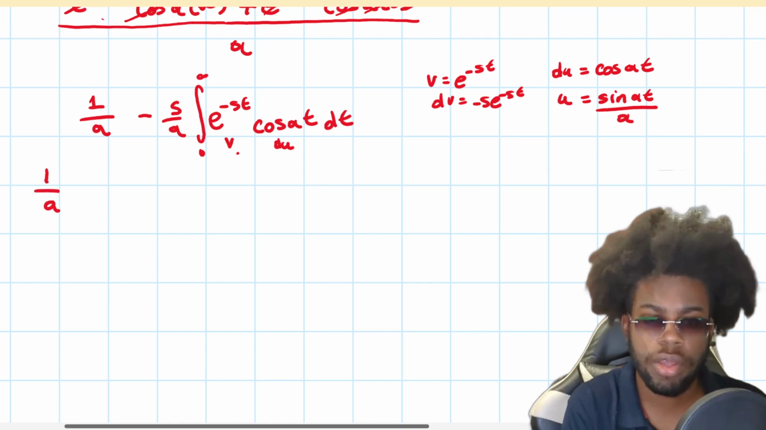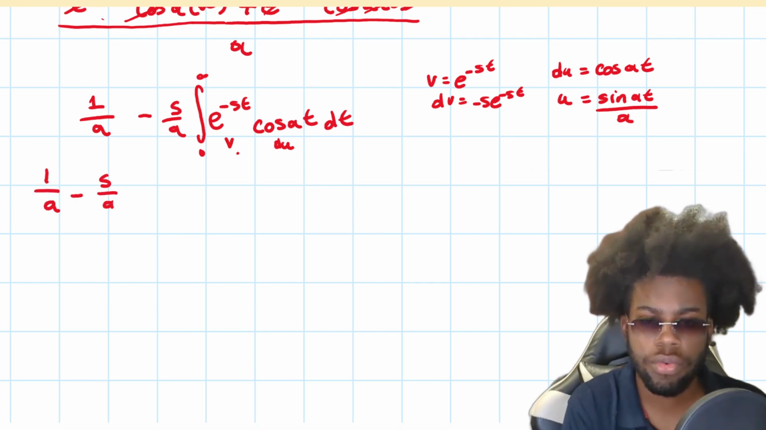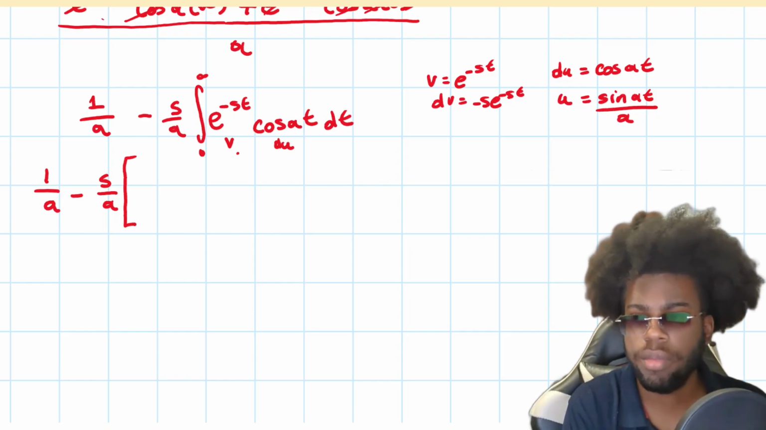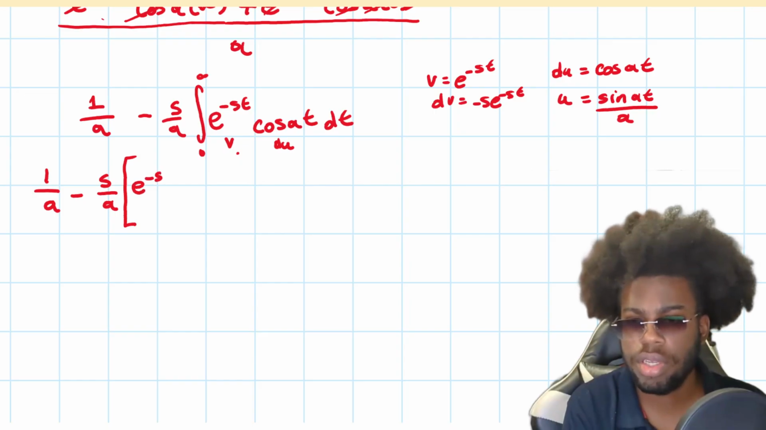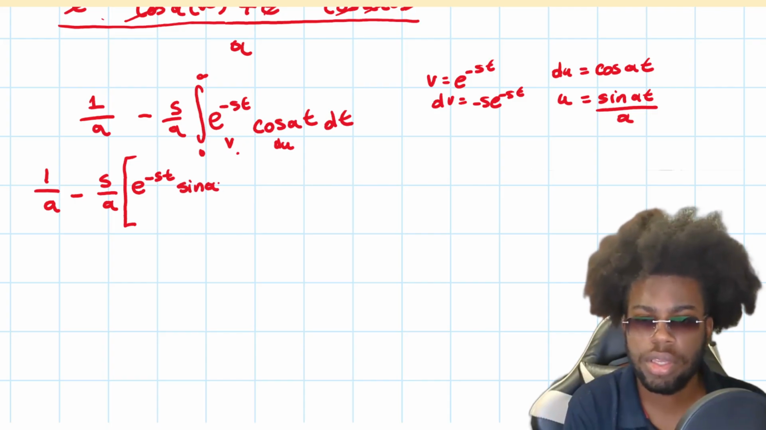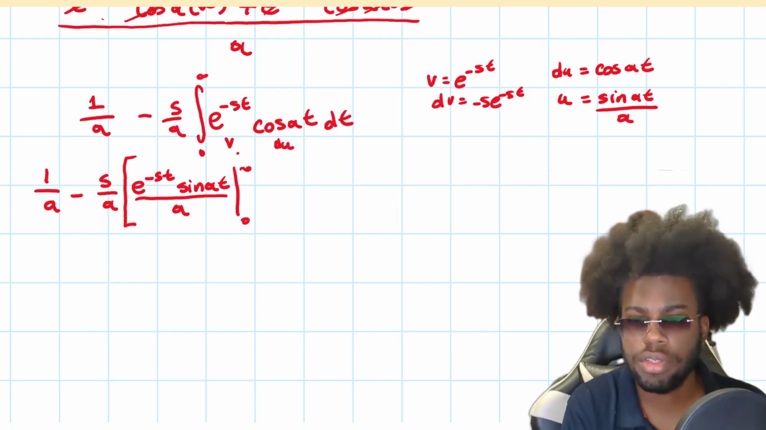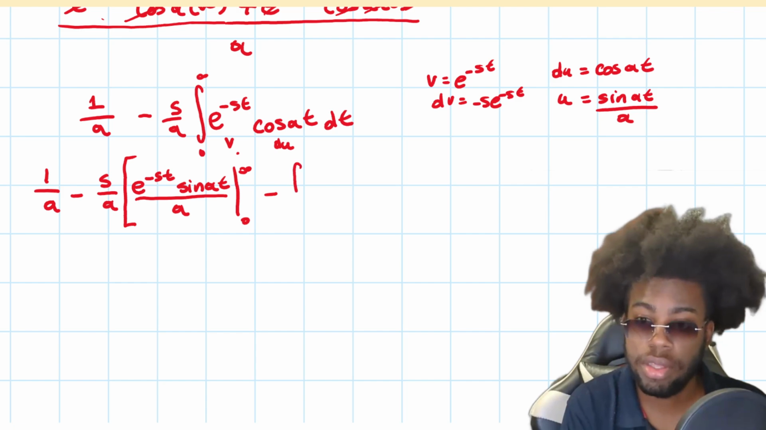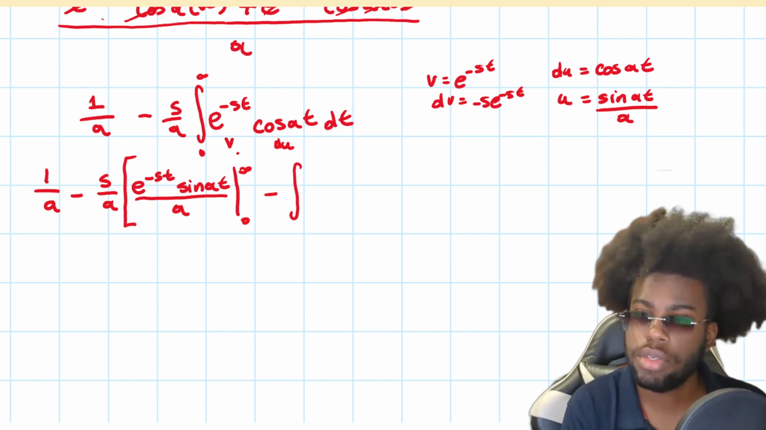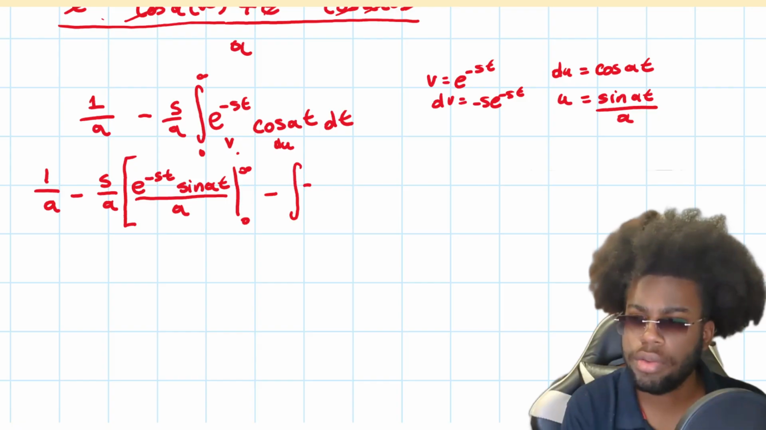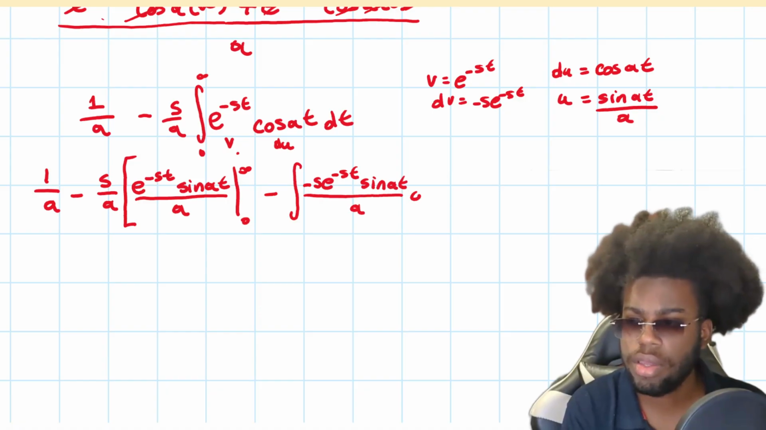1 over a minus s over a, all multiplied by uv, which is just going to be e to the minus st sine at all over a, limits, minus the integral of u dv, which is going to now be minus s e to the minus st sine at all over a dt.